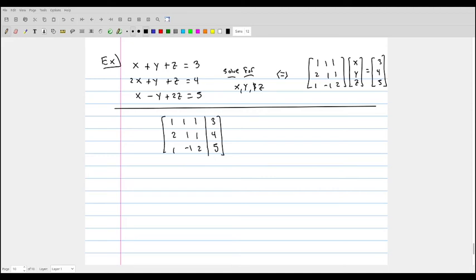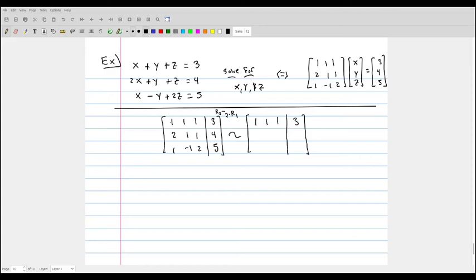So what we'll do first to simplify things is we'll keep this the way it is, but I'm going to take 2 times the first row, and I'm going to subtract that from the second row. So I want to get rid of this 2 right here, make it a 0. This is 1, 1, 1, 3.